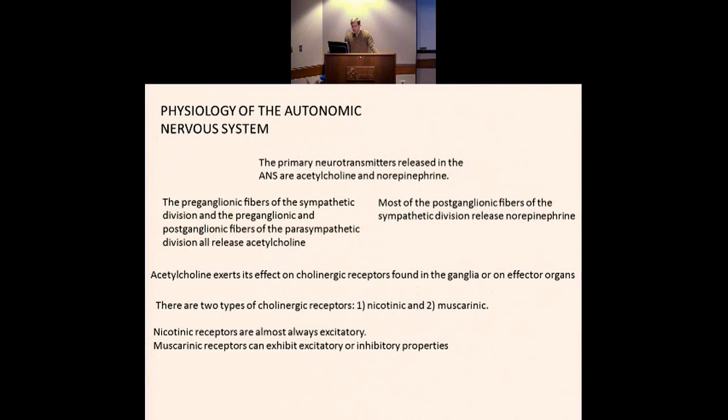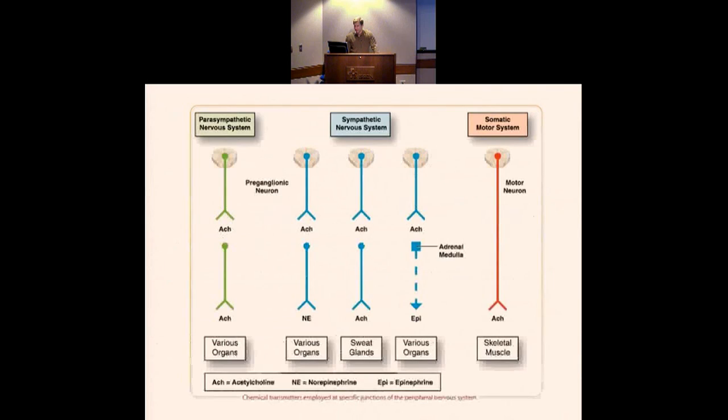It does make mention of the neurotransmitters used by each one here. The main ones for the autonomic nervous system are acetylcholine and norepinephrine, and that has to do with where they're delivered. I have a slide on that later, but there are two types of cholinergic receptors, the acetylcholine receptors: nicotinic and muscarinic. Nicotinic receptors are almost always excitatory. Muscarinic receptors can be either excitatory or inhibitory. I wouldn't get bogged down on that one.